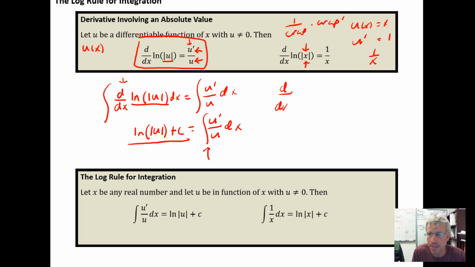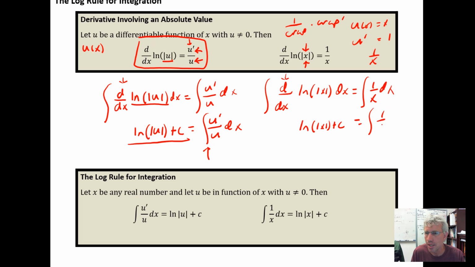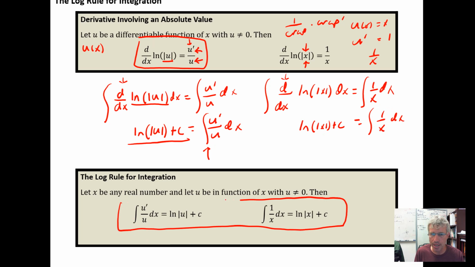So if we take d dx of the natural log of the absolute value of just x, we know that's equal to 1 over x. It has that form u prime over u. And so when we integrate this with respect to x, the antiderivative cancels the derivative, and we get the natural log of the absolute value of x plus some constant of integration equaling the antiderivative of 1 over x dx. And that's summarized right here at the bottom of the page.